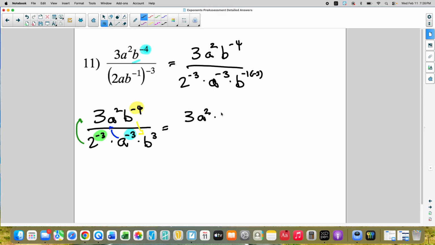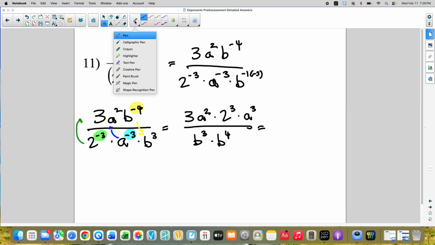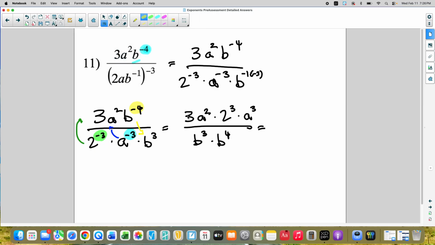This is going to become 2 to the third. This is also coming up, so that's a to the third. Once it goes up, it changes its sign. This is going to go down with this one, so we have b to the third and b to the positive 4. It changes from negative to positive when it changes location. So let's deal with coefficients.